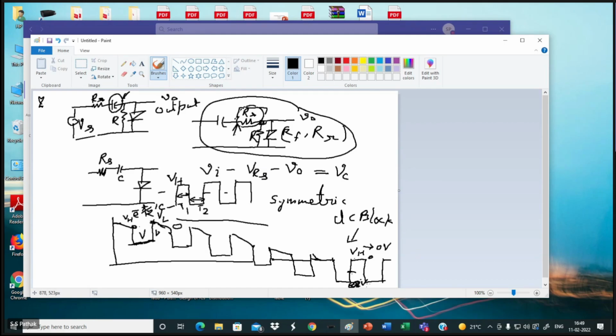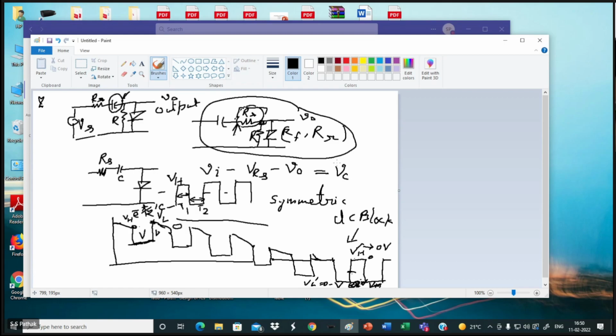So VH minus V. V was VH minus VL. So this voltage is becoming VH minus V. VH, that is 0, 0 minus V becomes your VL dash. VH dash becomes 0, VL dash becomes 0 minus V. So that is minus V. Okay. Any question comes to your mind? Yeah, come on. So what is this VL dash?